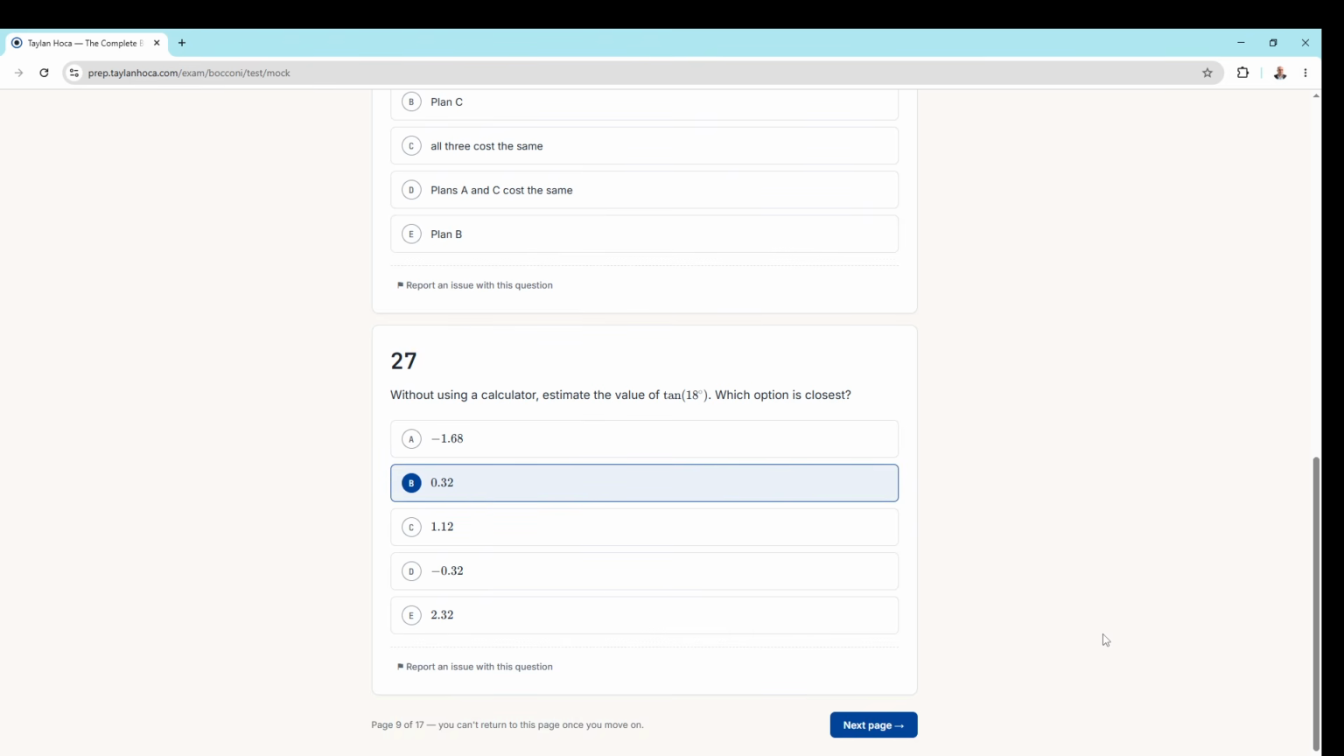So this is a multiple choice question, right? You don't need to know everything. I just know tangent 45 is 1, tangent 0 is 0. So this one is in between, positive, so 0.32. All right?